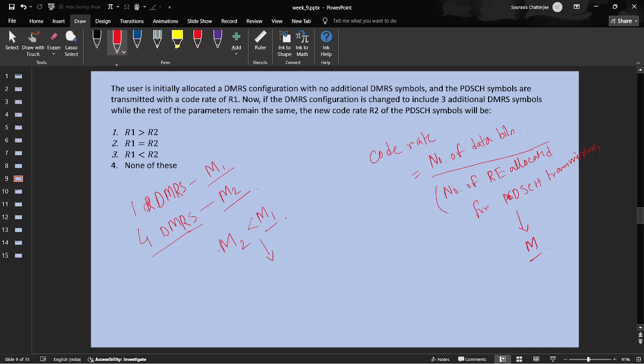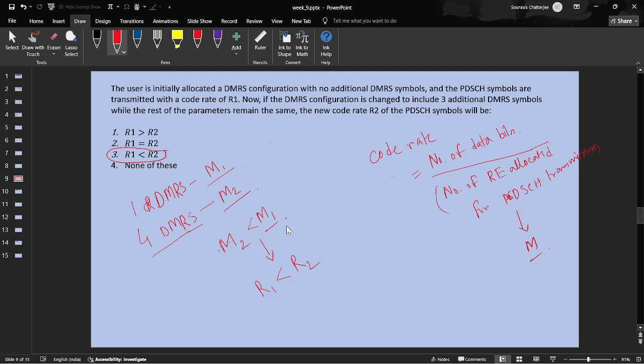So if m2 is less than m1, and it's mentioned that the rest of the parameters remain the same, there is no change in my number of actual information bits. So that means my code rate, what it was earlier, should be less than the current one, right? So with 4 DMRS, M2 is less, so the denominator is less. Denominator less means the code rate will be more. Yes, that is what is confusing.